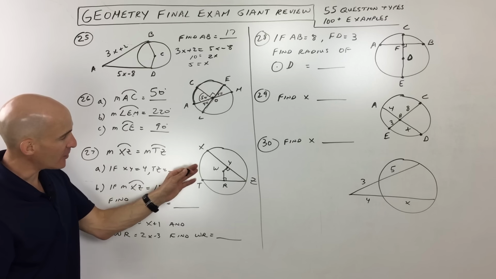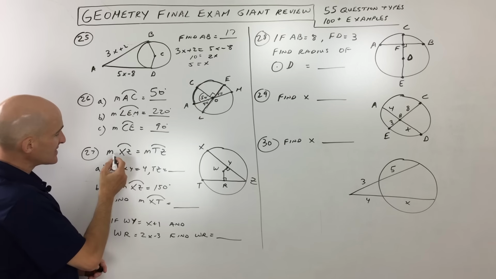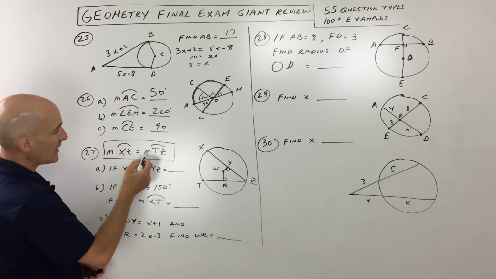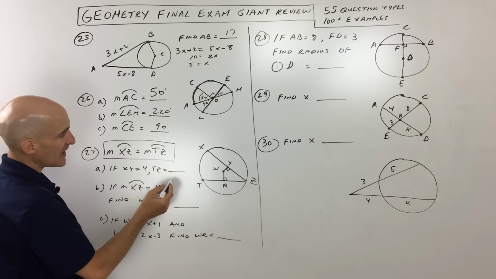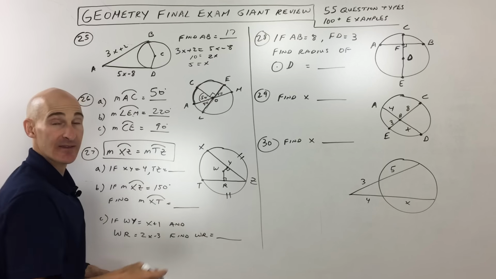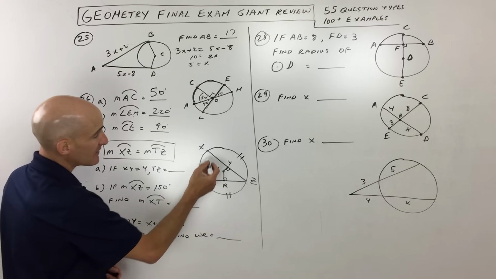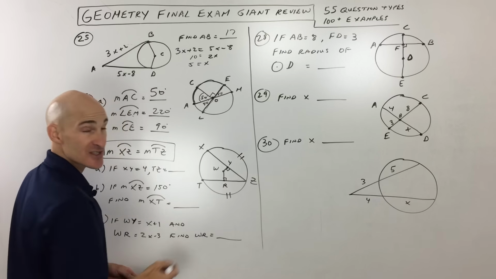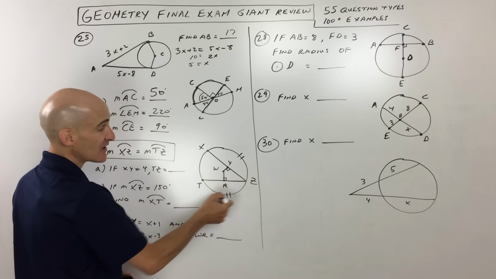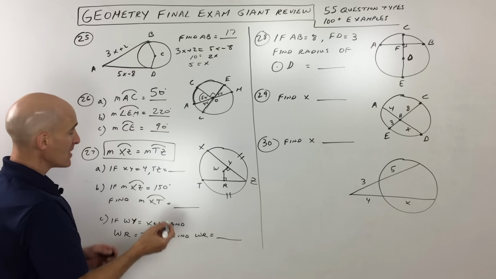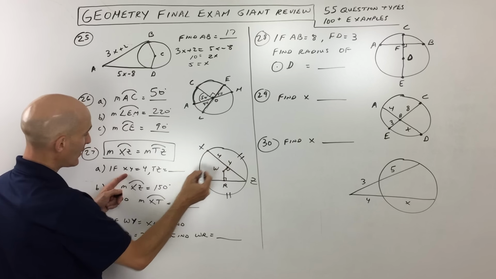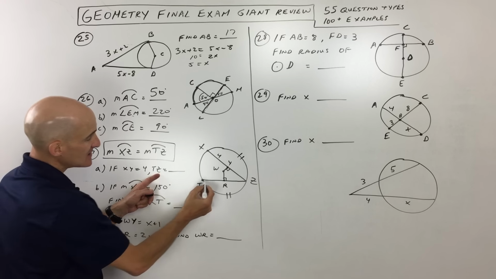Okay, number 27, another circle diagram. It says the measure of arc XZ and the measure of arc TZ are the same. So they're saying that this arc and this arc are the same length. Now, when you see that the arcs are the same length, that means the chords that intercept those arcs will also be congruent, and vice versa. If the chords are congruent, then the arcs that they intercept are congruent. Does that make sense? So now we say if XY is equal to 4, so if this is 4 right here, then what's the length of TZ?